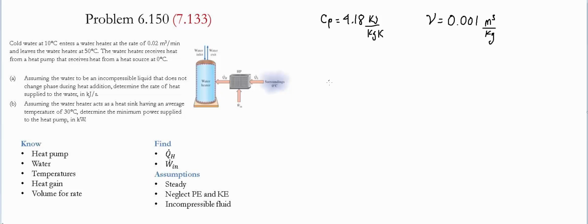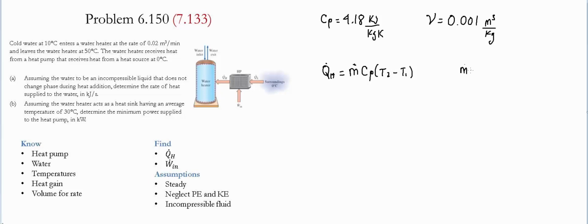Now what we need to find is the amount of heat rate supplied to the water, that is equal to the value of Q dot H, and that is simply going to be the mass flow rate times the value for CP and the difference between the temperatures. So what we need to calculate is the mass flow rate.